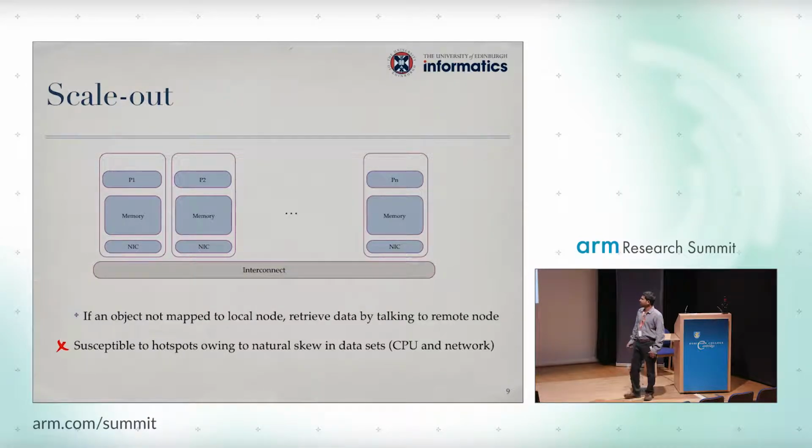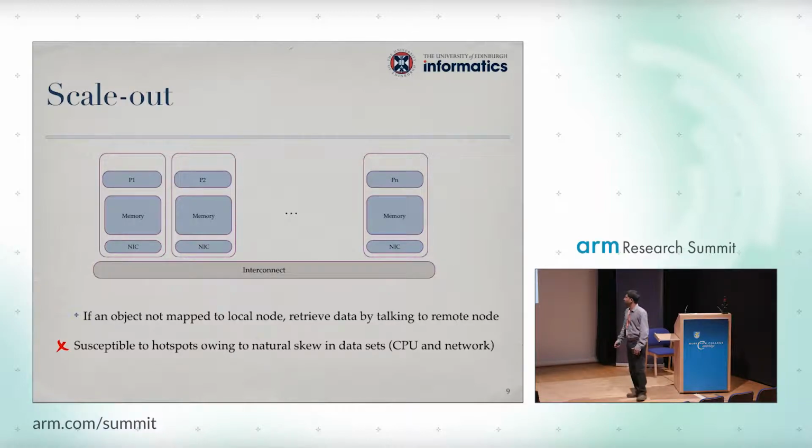So if you have an object which you need to access from node 1, and it's mapped to node n and lies in that node's memory, you need to retrieve the data by explicitly talking to the remote node. This involves messages traversing the network stack and also the CPU of both the target and the source.